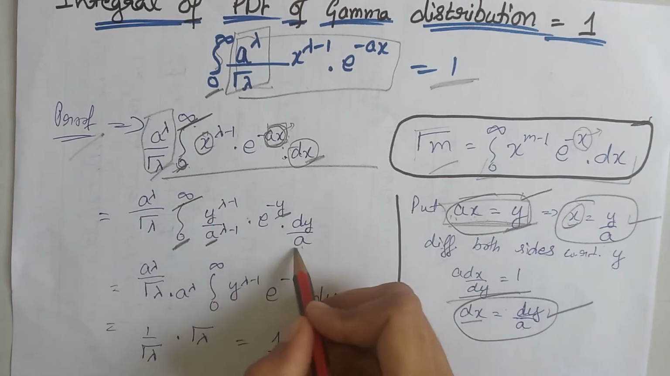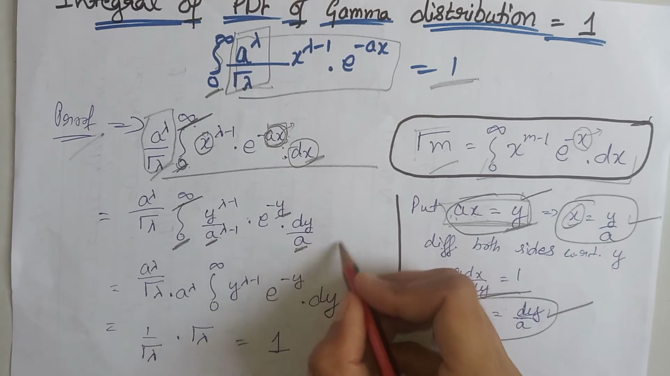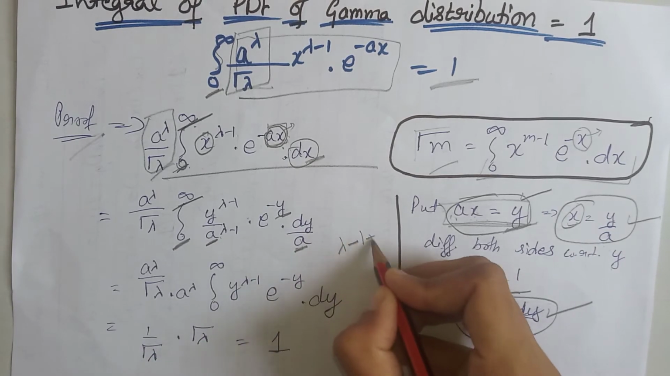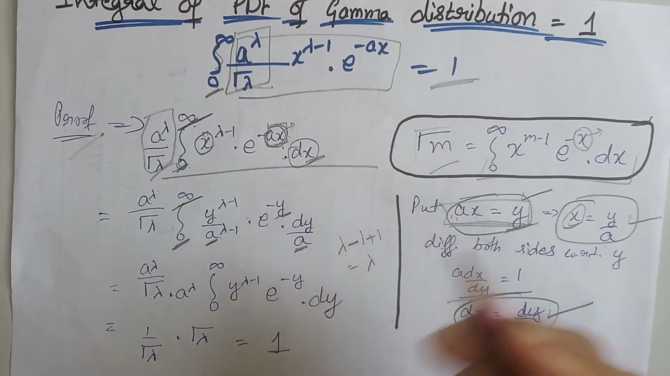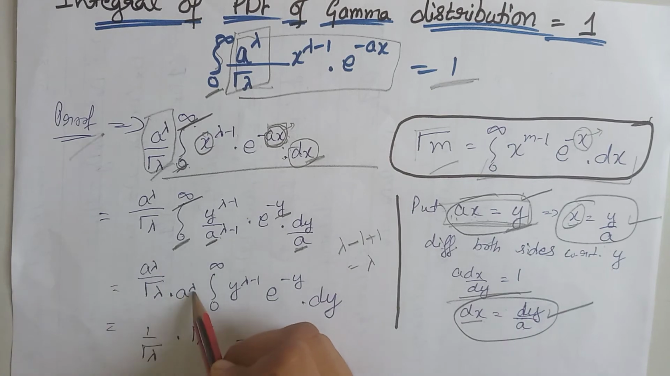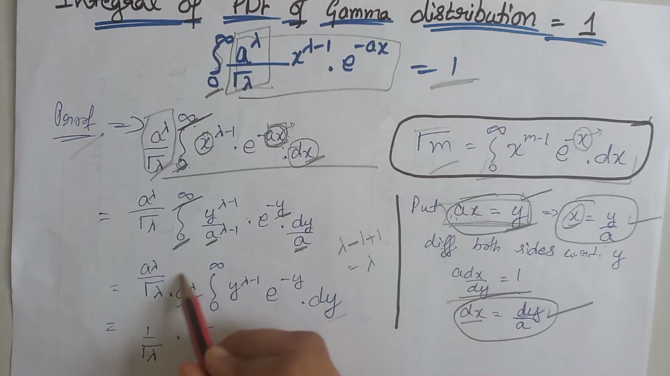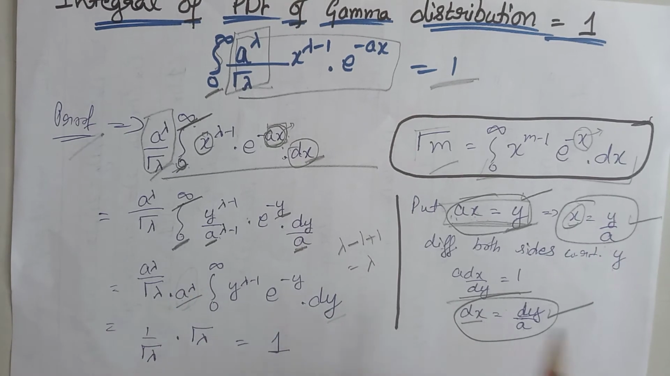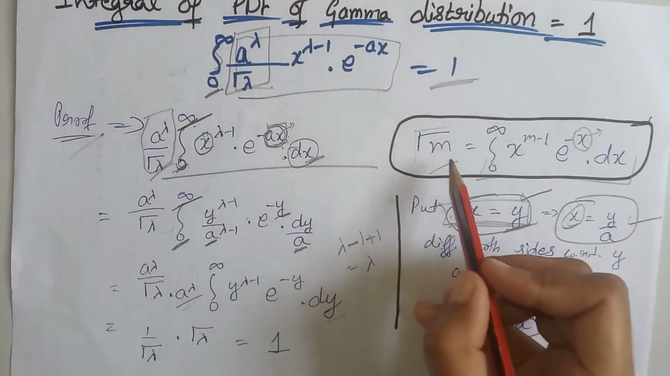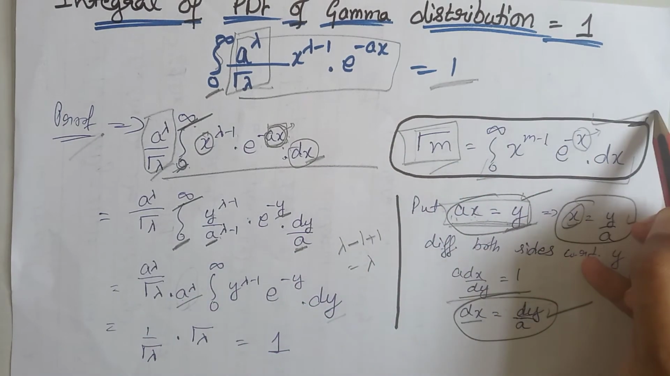Next, since the bases are the same, we can add the powers, that is lambda minus 1 plus 1 is equal to lambda, that is 1 divided by a raised to the power lambda. We take this term outside the integral because it does not contain y, so it will be considered a constant term. Next, we know the definition of the gamma function is equal to this.